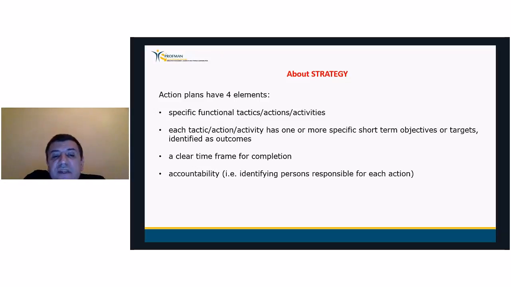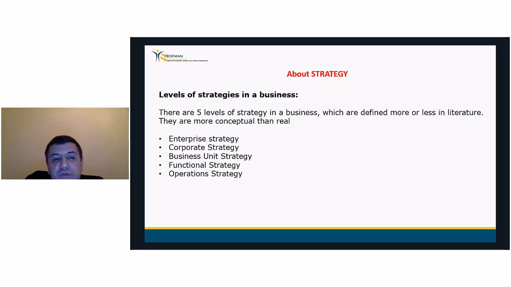Levels of strategies, and at this point we come to the levels of strategies in a business. What are they? There are normally five levels of strategy in an organization. These are defined more or less in literature, all of them. They are more conceptual than real, but they help a lot to conceptualize the types of strategies in an organization. They are enterprise strategy, corporate strategy, business unit strategy, functional strategy, and operations strategy.